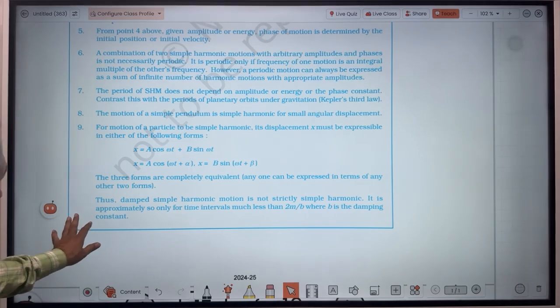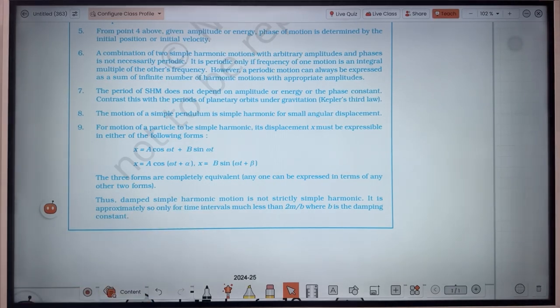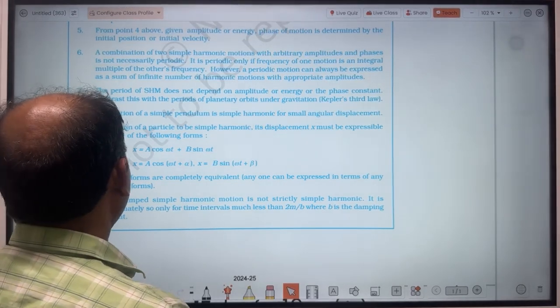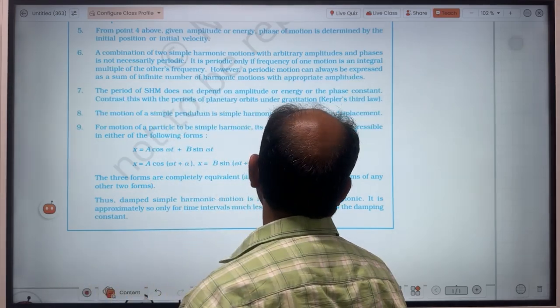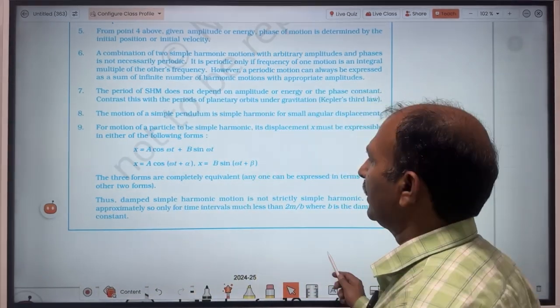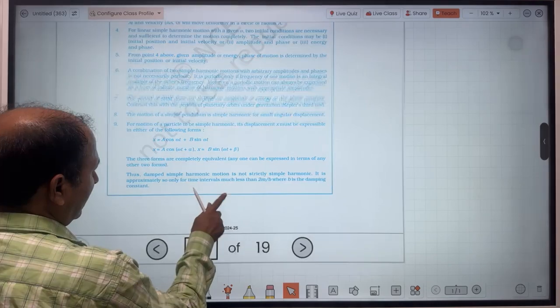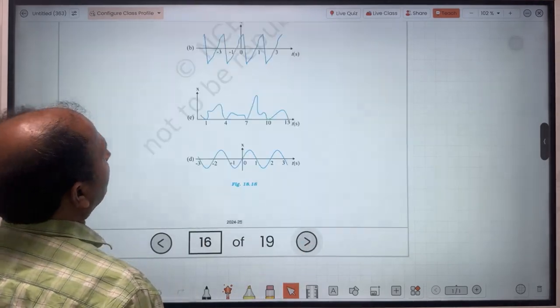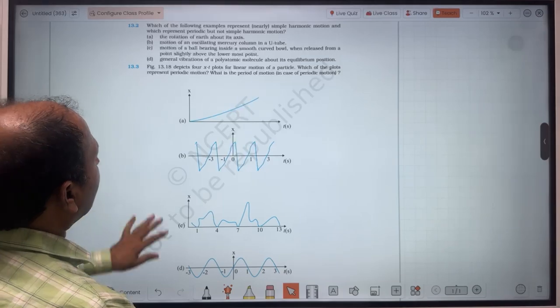And then there is damped simple harmonic motion, which is not strictly simple harmonic. It is approximately so only for time intervals less than 2m upon b, where b is the damping constant. About this damping constant you will study in the competition section. So this is how the lesson is over.